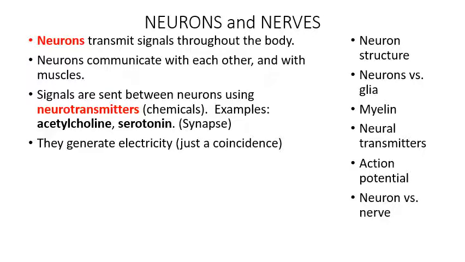Okay, so the signals that are being sent between neurons are actually sent in the form of chemicals called neurotransmitters. Two examples of neurotransmitters that I need you to memorize are acetylcholine and serotonin. These are two of the most important neurotransmitters. Now, as it turns out, there are several different types of neurons. Every different type of neuron is capable of producing a different neurotransmitter, and then they communicate with other neurons that have the receptors for those neurotransmitters.